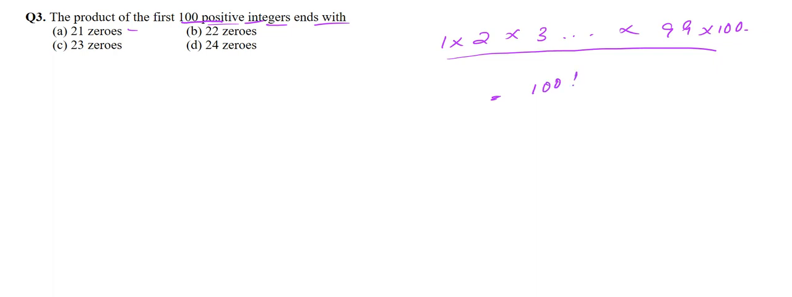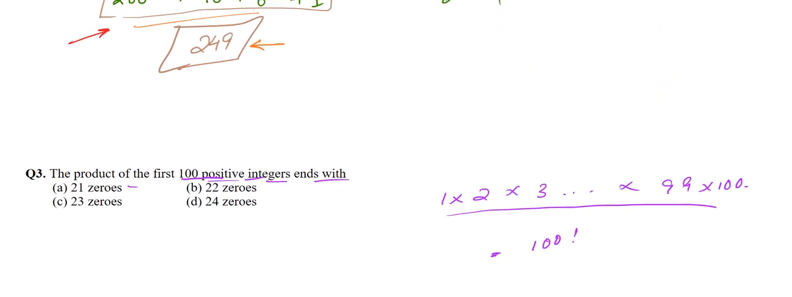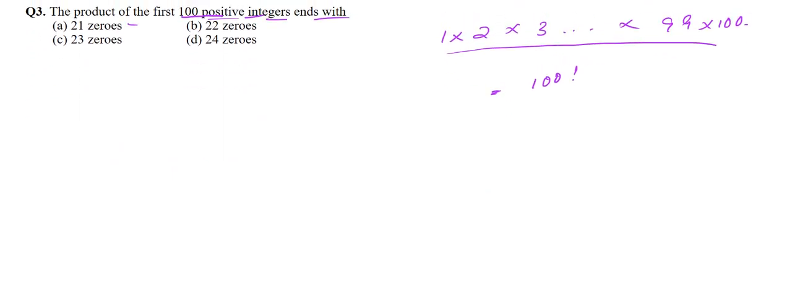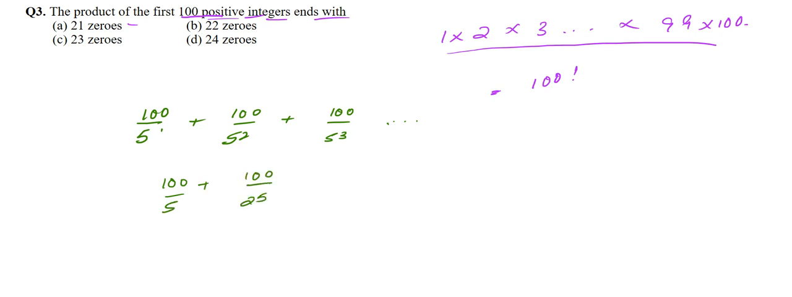Simply 100 factorial we can write, as in that we had 1000 factorial, in this we have 100 factorial. So we will follow the same rule here also. So here we will write 100 by 5 to the power 1 plus 100 by 5 square plus 100 by 5 cube dot dot dot. So now let's check. We have 100 by 5 plus 100 by 25 plus 100 by 125. So here you can check the denominator is larger than the numerator, so we will not consider this. We will end over here.